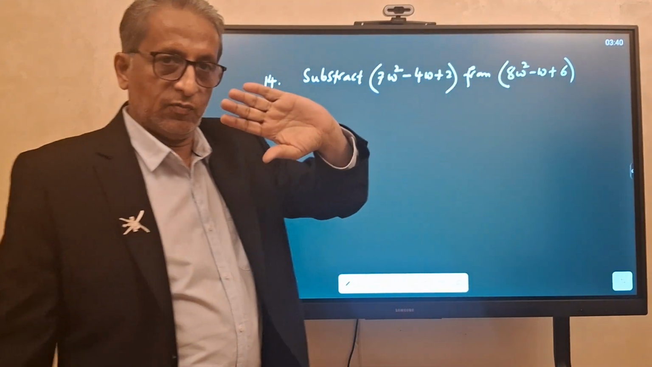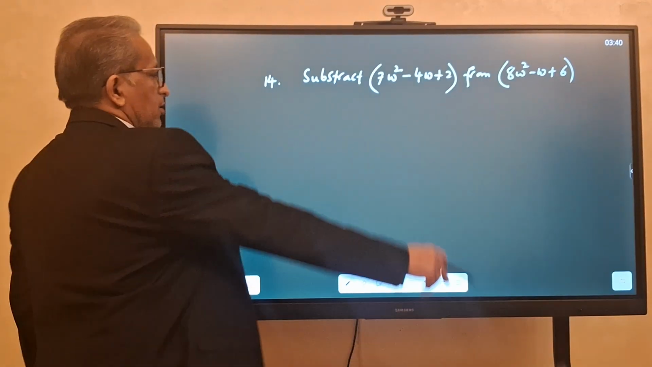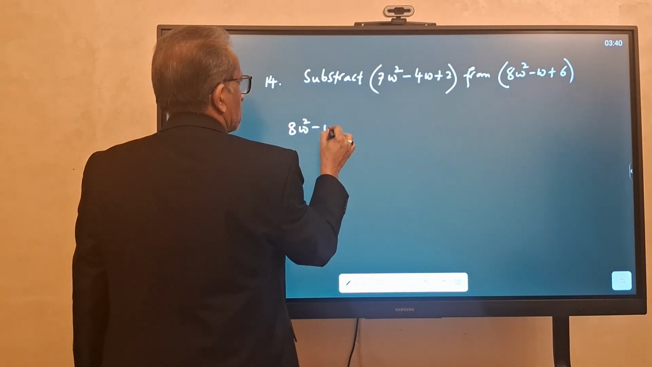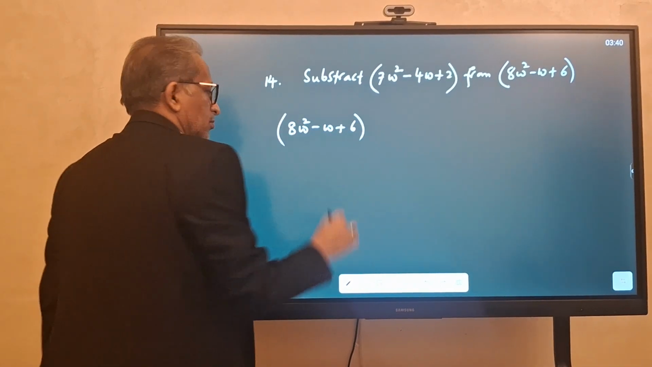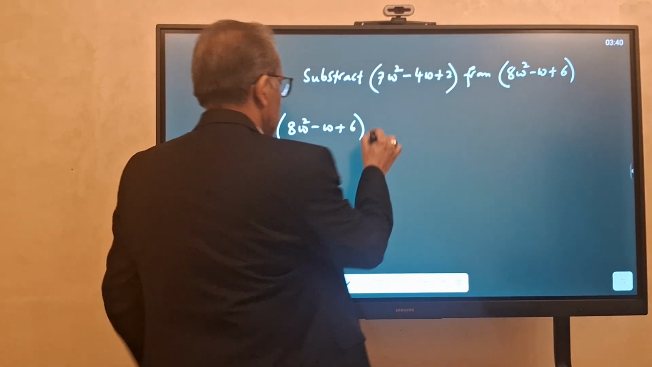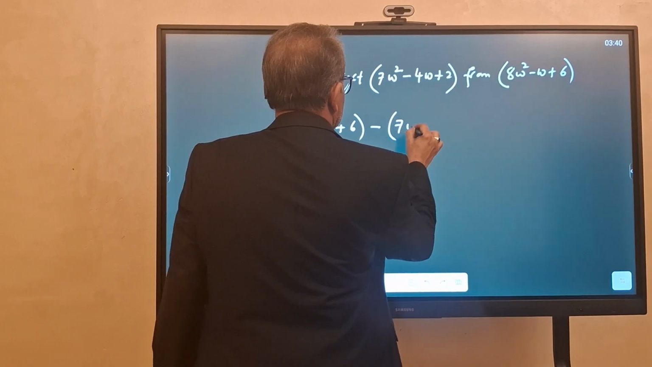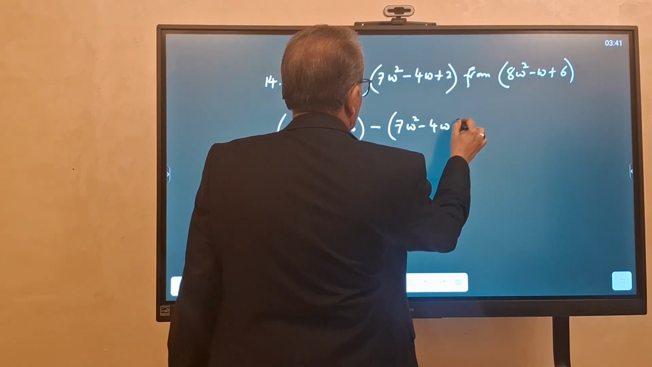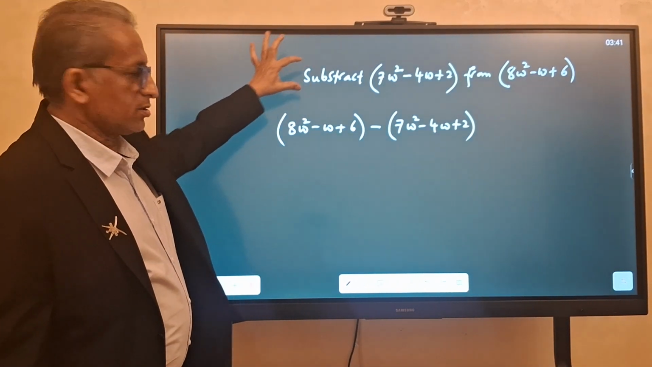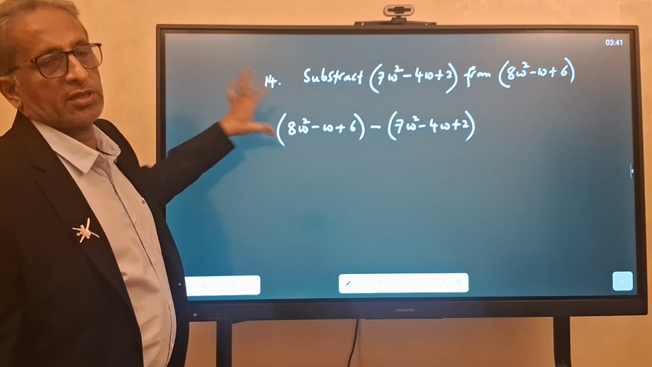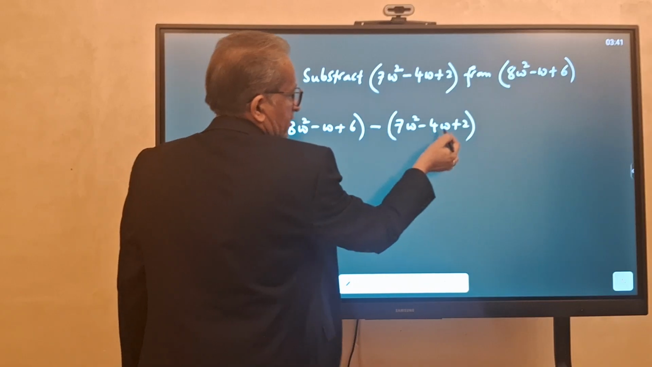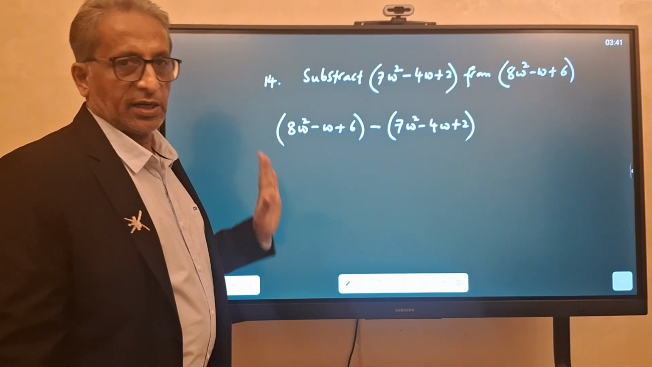Let me write down the word problem into mathematics. So wherever you have from, you write first. Wherever you have subtract, it means minus 7w square minus 4w plus 2. This is the question in words. This is the question in mathematics. From always comes first, subtract comes second. Open the bracket.